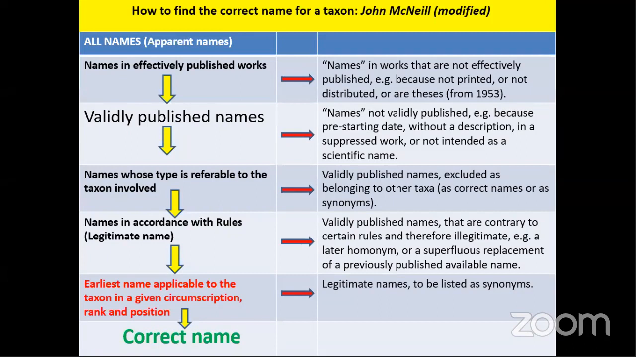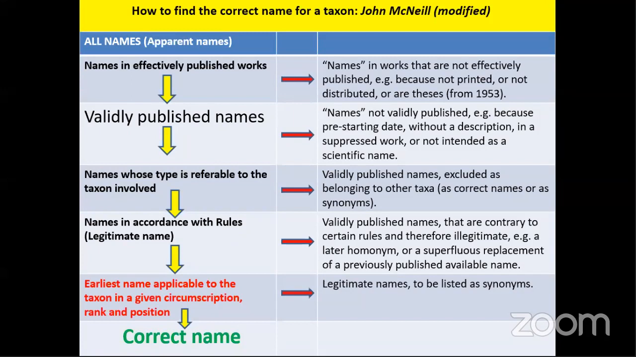So the name whose type is referable to the taxon involved, and that is important. The type must be mentioned in the protologue or in the manuscript. Names must be in accordance with the rules, so it should strictly adhere to the ICBN rules, the ICN, that Shenzhen code, which we have to follow very strictly for nomenclature, ending of taxa, ranking of taxa and everything. And the earliest name applicable to the taxon is given circumscription, rank and position. That's why many names are changed now. All old names become valid names now.